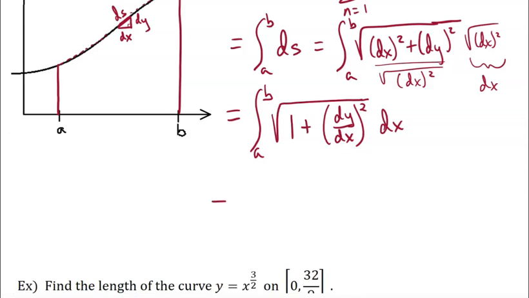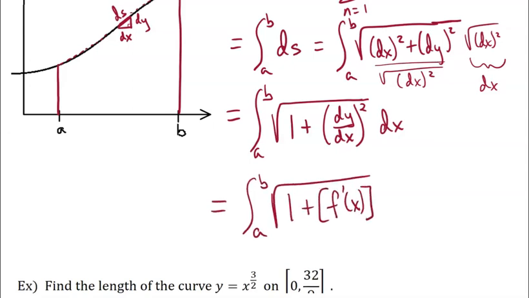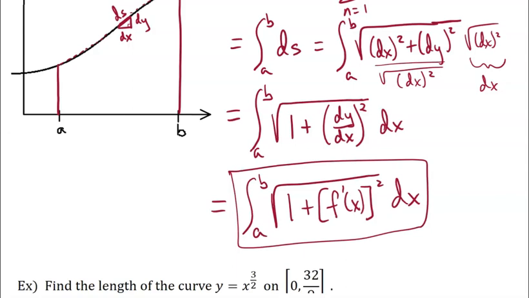The only thing I want to add to this is I want to rewrite that as f prime. So it's the integral from a to b of root 1 plus f prime of x squared dx. This is the formula for arc length. Not too bad, just based on the Pythagorean theorem, but then integrating just like we would with volume and area and all the other stuff we've done.